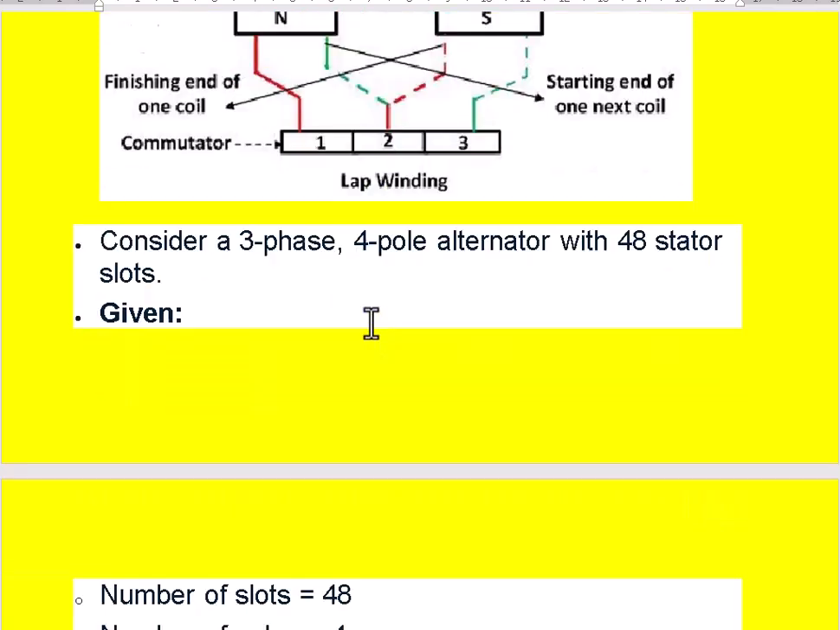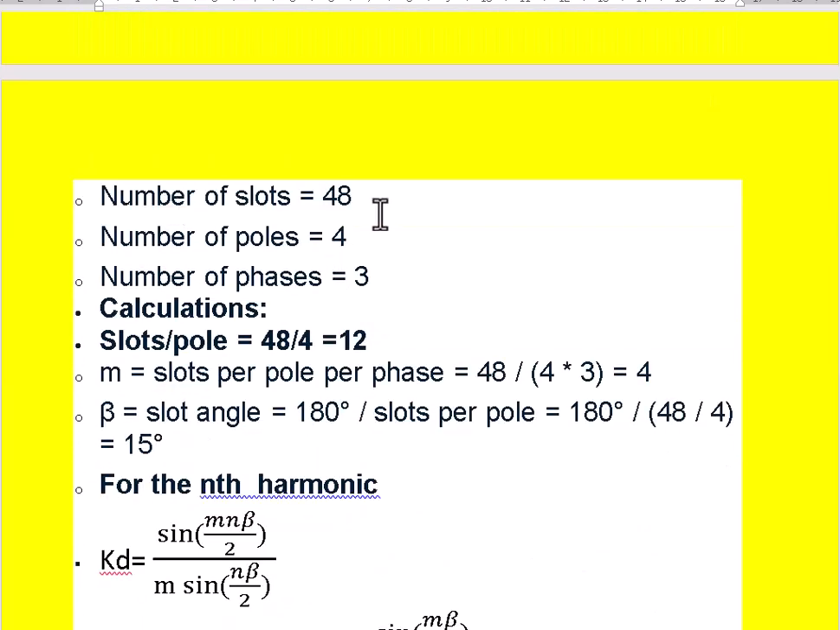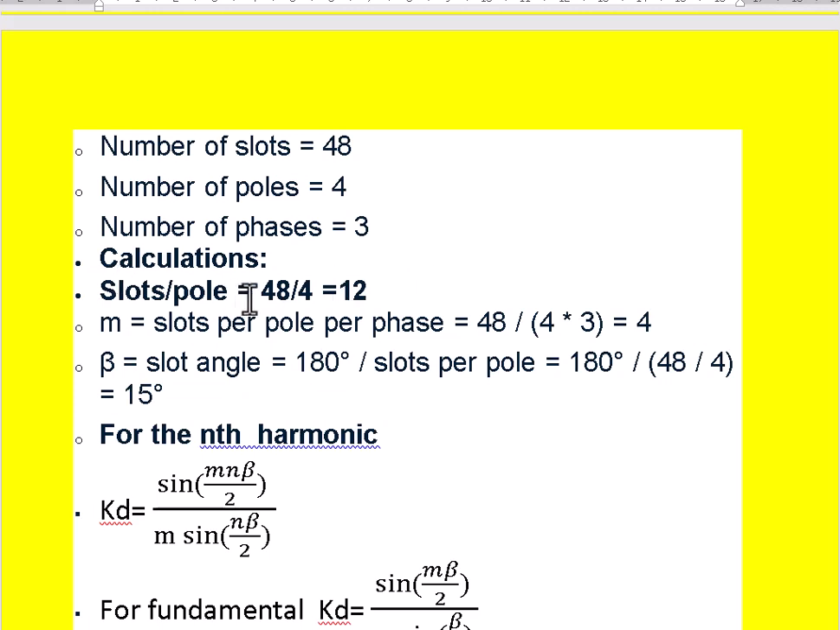So let us say we have a 3-phase 4-pole alternator with 48 slots. Then what is this beta and what is the number of slots per pole per phase, we also calculate like this. Number of slots is equal to 48 and number of poles given is 4. The number of phases is 3. And first you can calculate number of slots per pole, that is 48 by 4, that is we get 12 slots per pole.